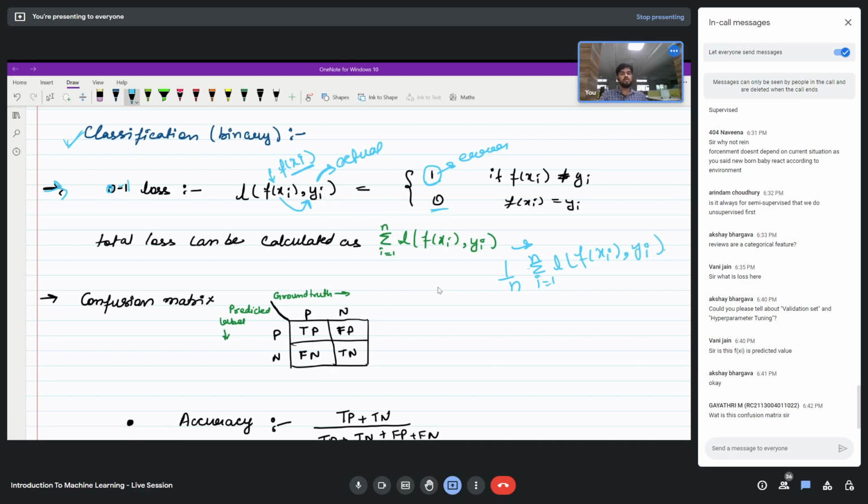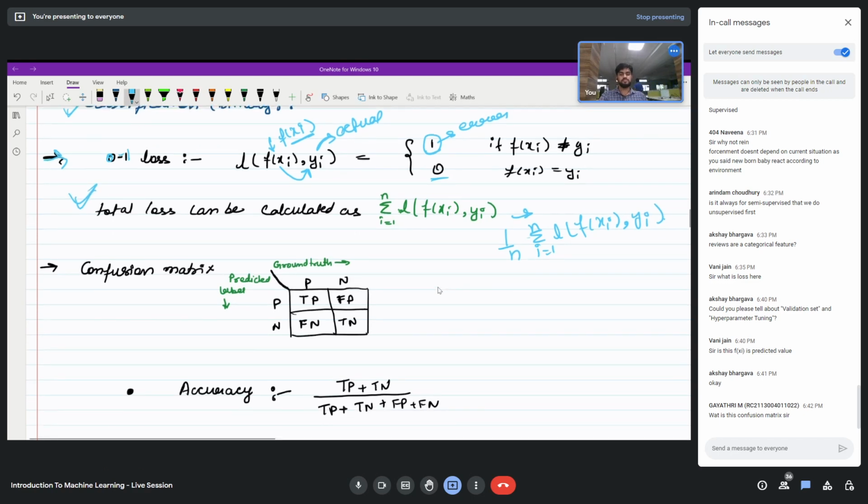Okay, so this was one of the loss functions for classification. Another important thing to tell you about how your classification algorithm is performing is a confusion matrix. Now, I'll just try to explain what a confusion matrix is.